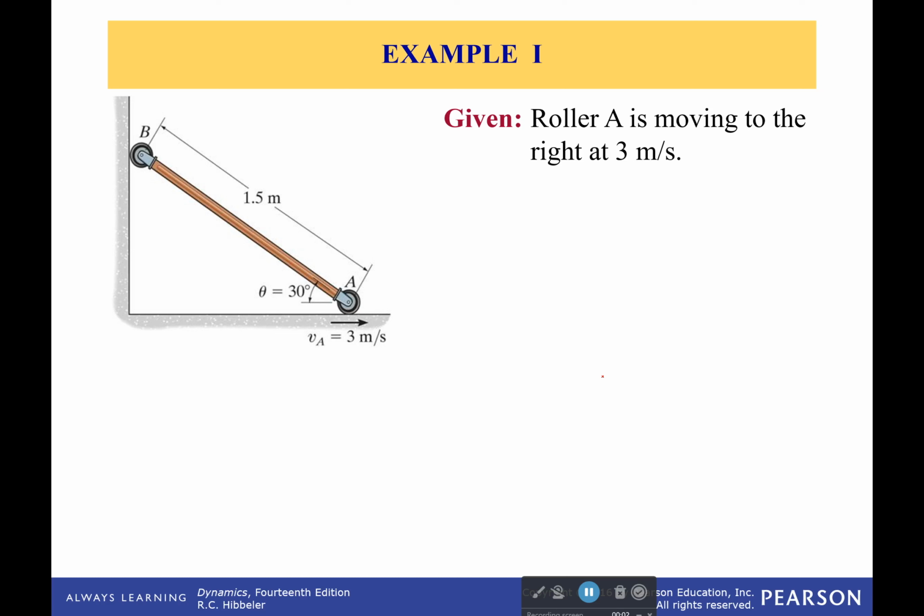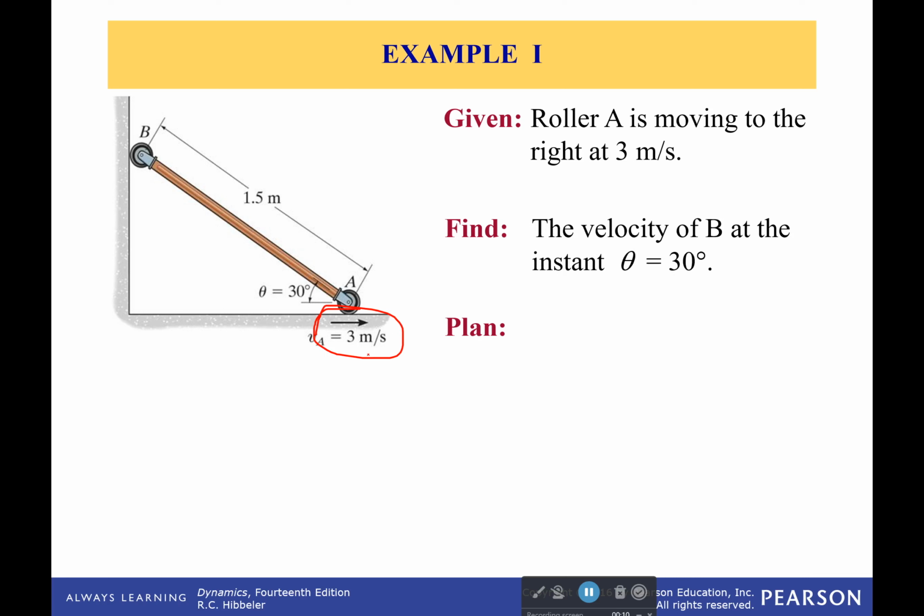So let's try an example now. What we have is roller A and it's moving to the right at 3 meters per second. You can see that right here. And we want to find the velocity of B at the instant that theta is equal to 30 degrees. If we know that angle, we want to figure out what this velocity is.